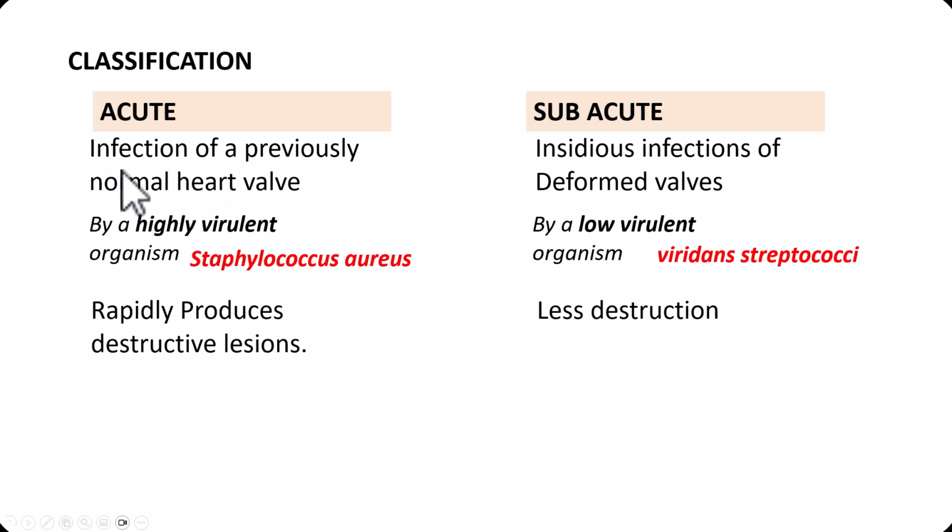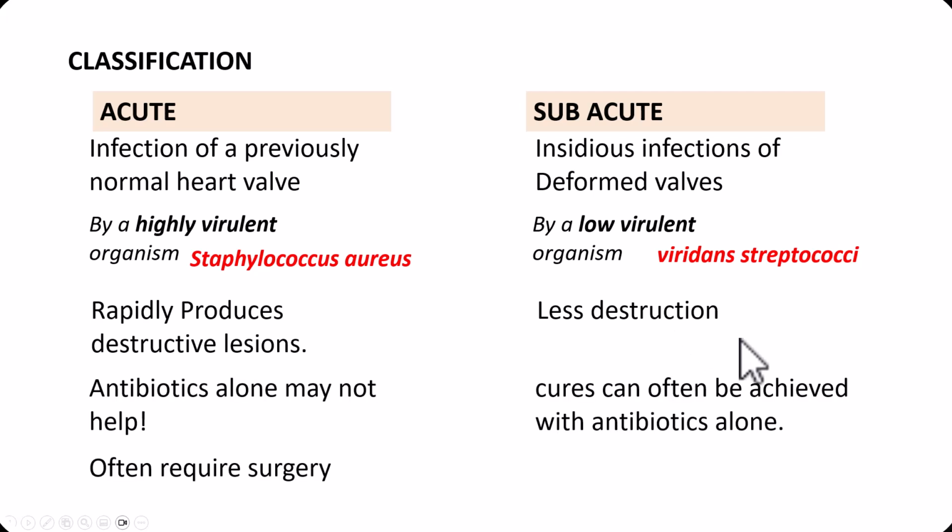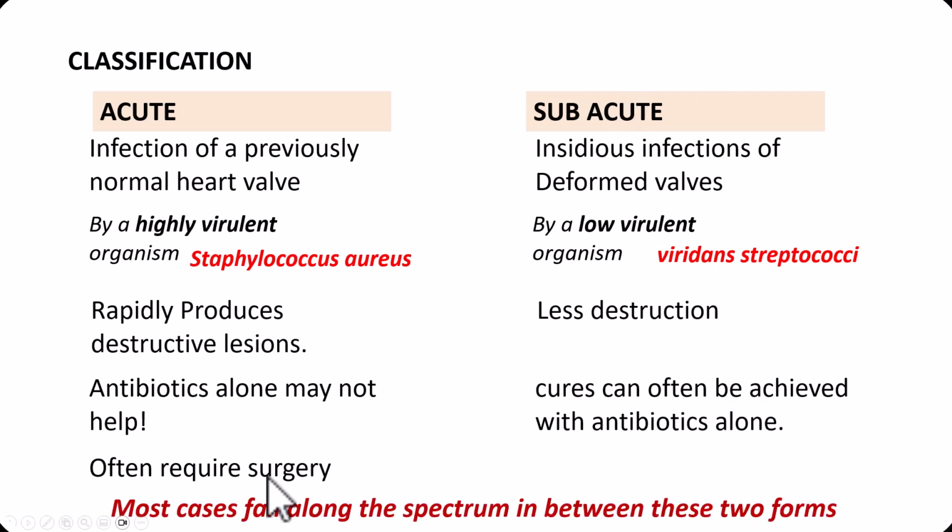Most importantly, we should know that acute endocarditis, which is caused by a highly virulent organism, rapidly produces destructive lesions, whereas there is not much destruction in subacute endocarditis. Because it's highly virulent, antibiotics alone may not help in these cases, and they often require surgery, whereas subacute endocarditis is often cured with antibiotics alone. So, you cannot strictly say whether it is acute or subacute. Most of these cases fall along the spectrum in between these two forms of endocarditis.